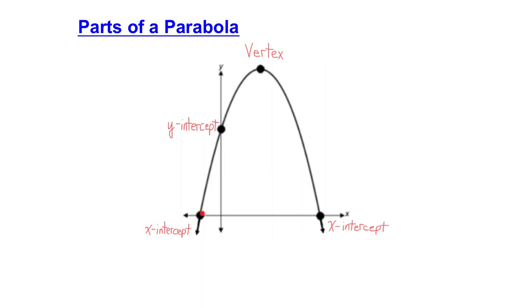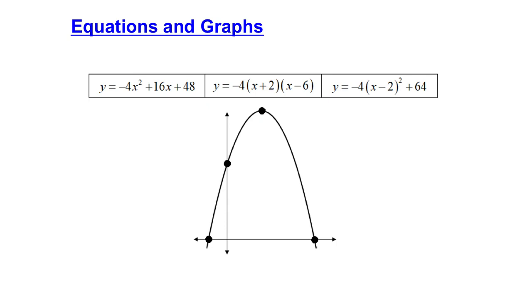And you might have two x-intercepts. You might just have one x-intercept. Or you might not have any x-intercepts at all, depending on how your parabola opens. Now we also looked at three different ways of writing the equations of quadratic functions. We have standard form, factored form, and vertex form.